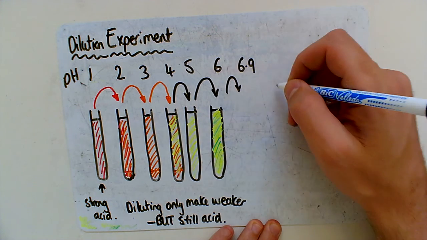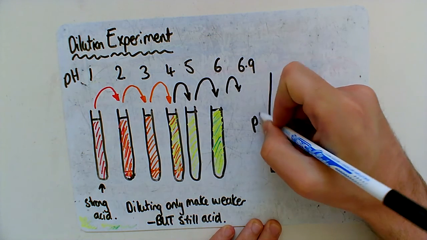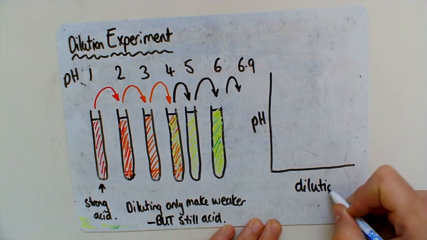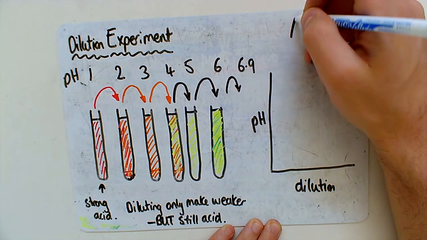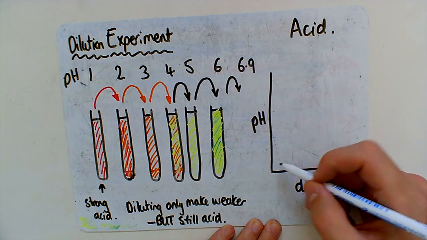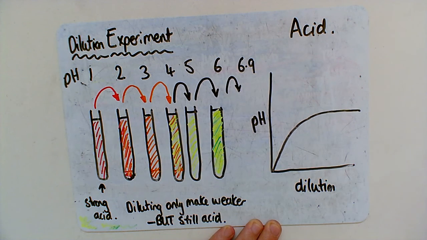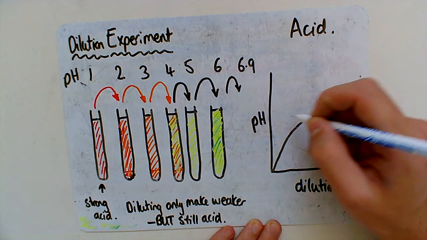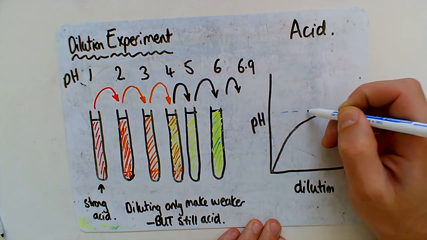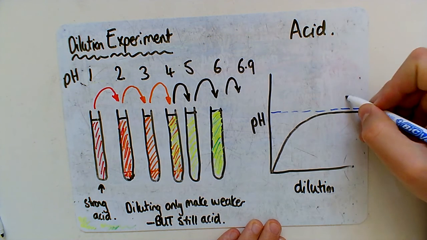plotted a graph of our results, we would see, if this is pH and this is dilution, and this is for an acid, we would see that the pH might start at 0, it goes up, and then it goes up. And this value here, we've got a dotted line that it never crosses, that would be pH 7.